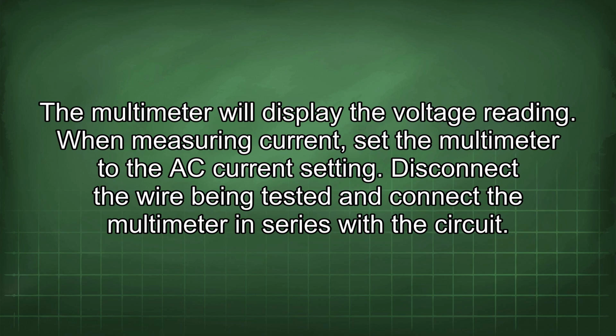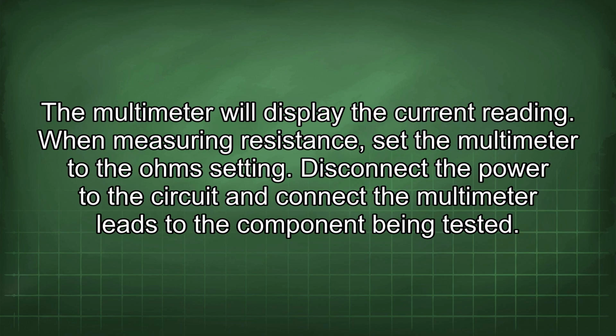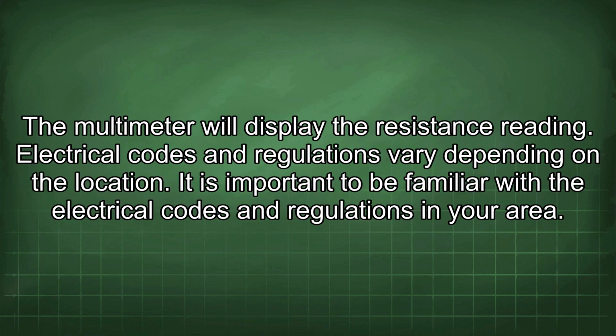When measuring current, set the multimeter to the AC current setting. Disconnect the wire being tested and connect the multimeter in series with the circuit. The multimeter will display the current reading. When measuring resistance, set the multimeter to the ohm setting. Disconnect the power to the circuit and connect the multimeter leads to the component being tested. The multimeter will display the resistance reading.